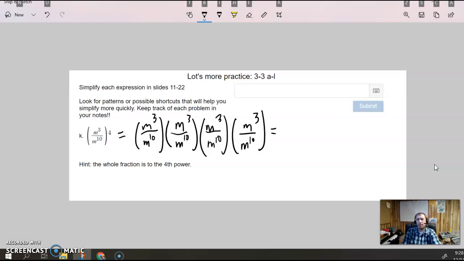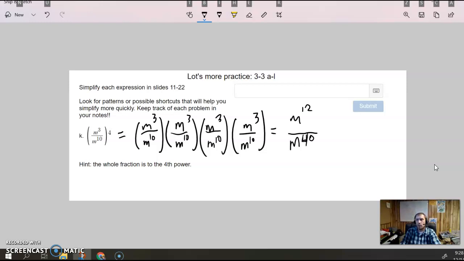But can you count by 3s? Yeah, we have 3 m's here, 3, 3, 3, for a total of 12. 3 plus 3 plus 3 plus 3 is 12. On the bottom, the same thing. We have 10 m's times each other here, with 10 more, 10 more, 10 more, for a total of 40.